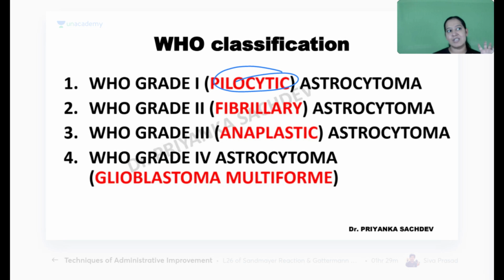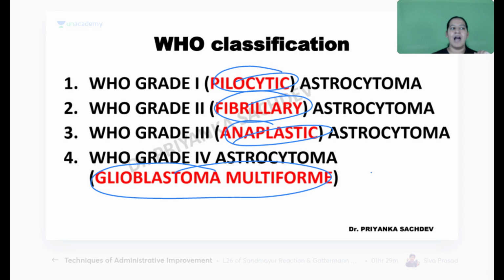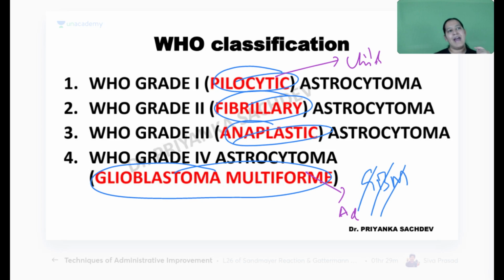Grade 1 is known as pilocytic astrocytoma. Grade 2 is known as fibrillary astrocytoma. Grade 3 is known as anaplastic astrocytoma. And grade 4 is known as GBM, glioblastoma multiforme. Most important, grade 1 occurs only in children. Grade 4 occurs only in adults. Grade 1 has a good prognosis. Grade 4 has a very poor, aggressive prognosis.